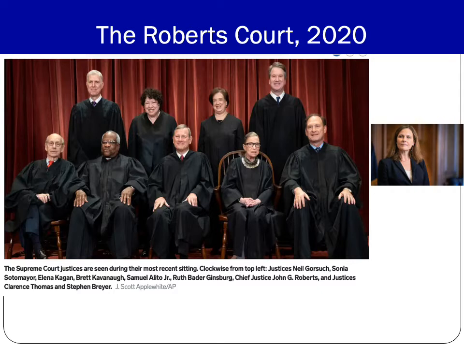And every time a new justice is added to the Supreme Court, they take a school photo. So this is the most recent school photo of the 9 justices that serve on the Supreme Court. Although, as we know, Ruth Bader Ginsburg just recently died and was replaced with Amy Coney Barrett, who's off to the side there. But as far as I know, a new school photo has not yet been taken.